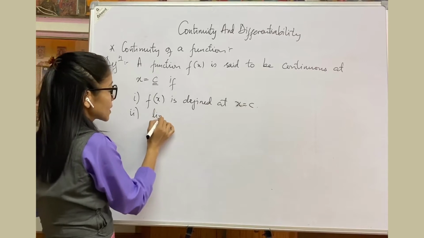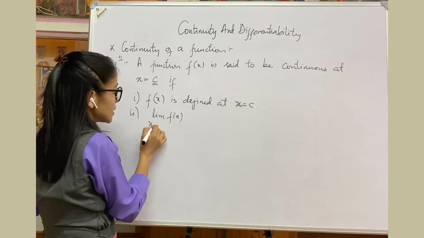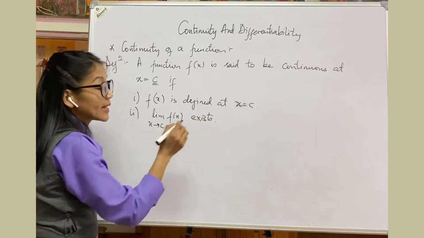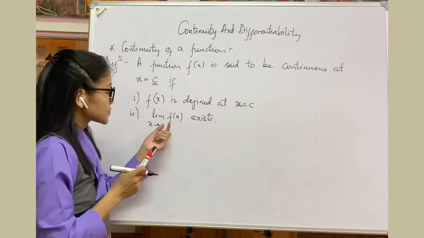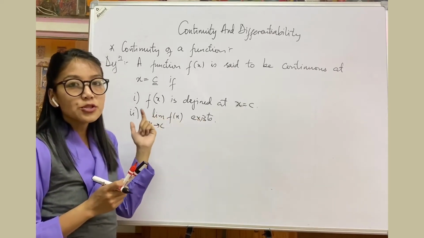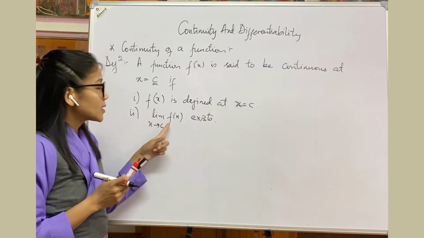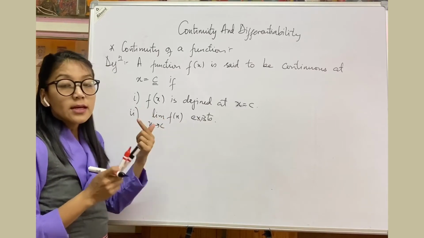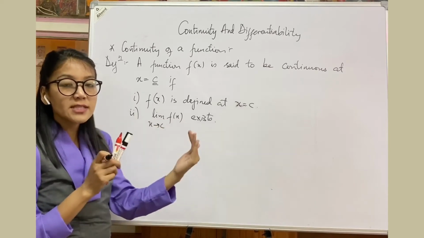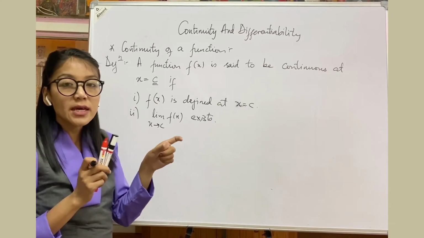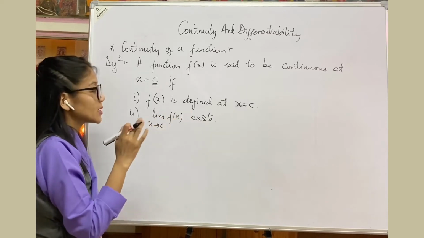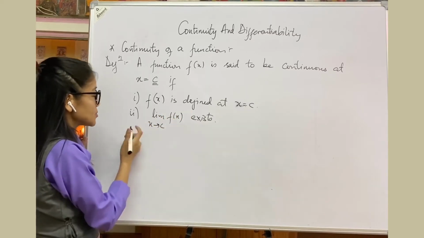Number 2, the limit of the function as x tends to c exists. Yesterday we talked about the existence of a limit. That is one condition you will look for when you're checking the continuity of the function. If you're checking the continuity of the function at c, then the limit of the function at c should exist, which means the left hand limit and right hand limit at x equals c should be equal. We checked the existence of limit in the last class, so we're going to use this concept here.